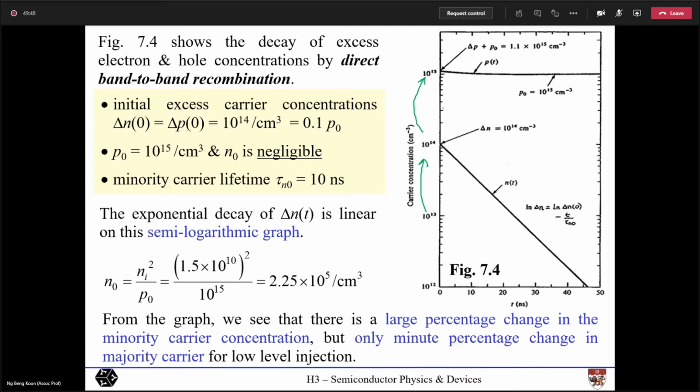And the small divisions in between are integer increments of the base values. So if this is 10 power of 14, this second division here will be 2 times 10 to the power 14. This is 3 times 10 to the power 14.